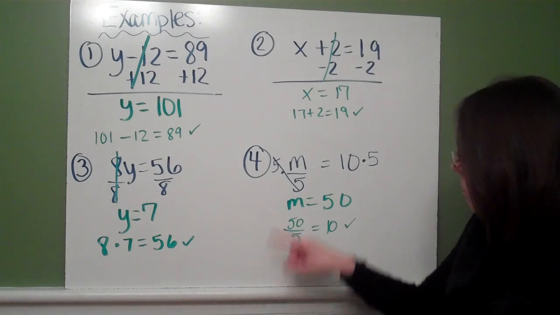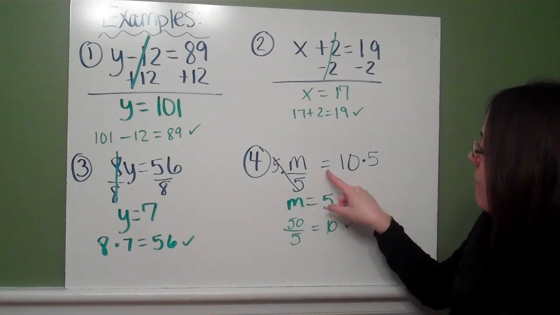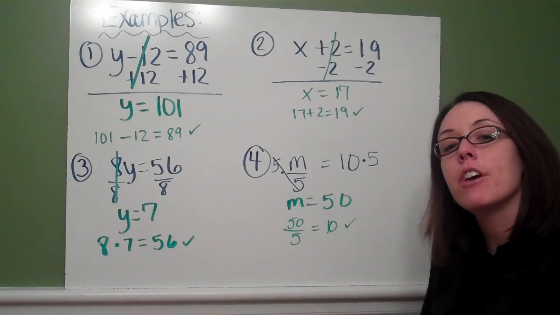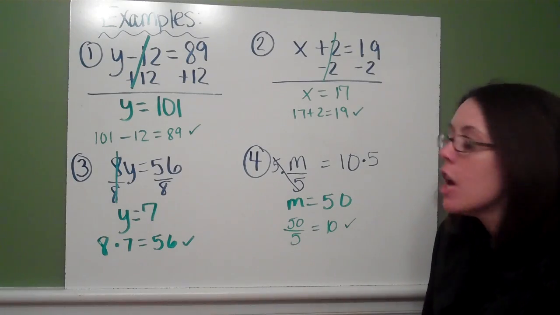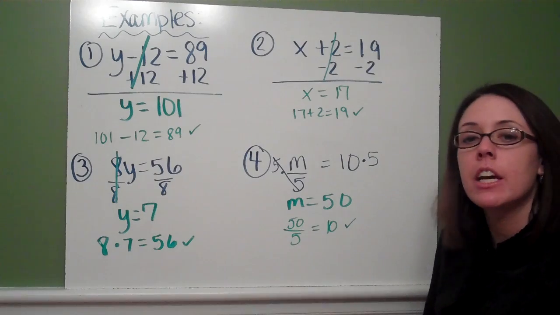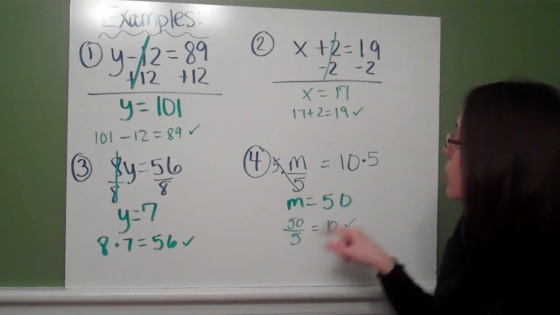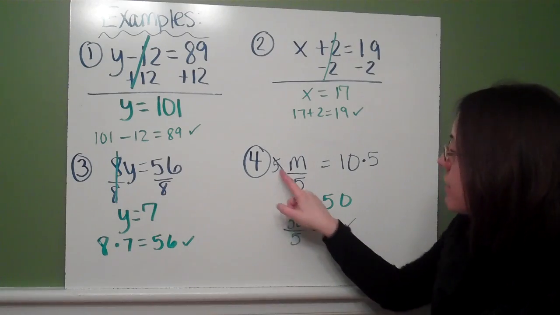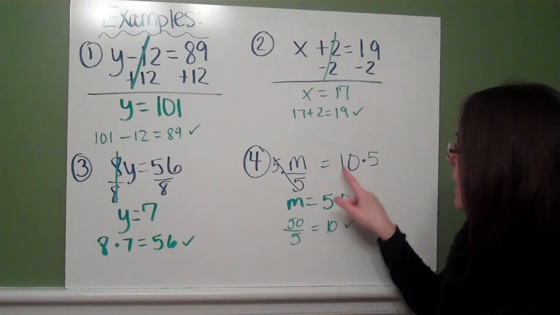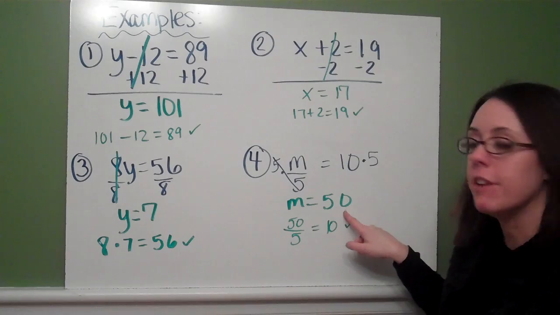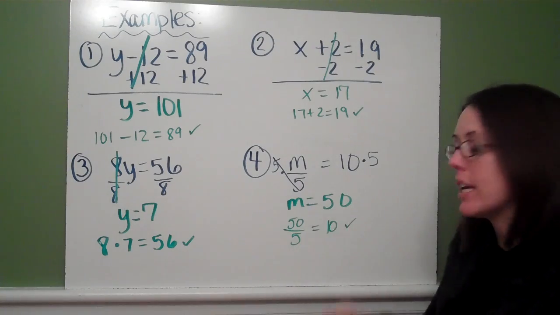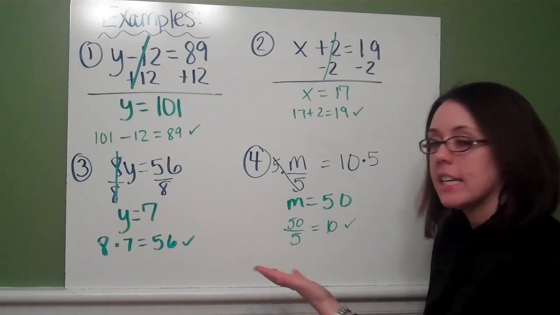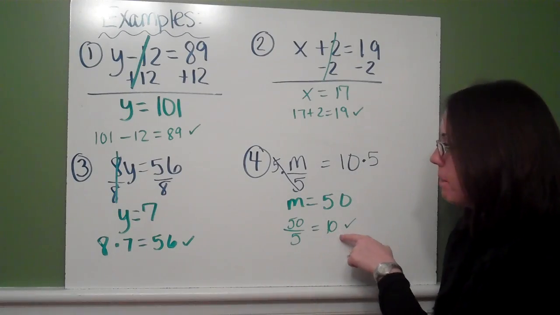Last example. M divided by 5 equals 10. Notice here we have division. The inverse of division is multiplication. Because we are dividing by 5 here, we now are going to multiply by 5 on both sides of your equation. 5 times 5, those are going to cancel. 10 times 5 gives us 50. M equals 50. Let's check our work. 50 divided by 5 is 10. 10 equals 10.